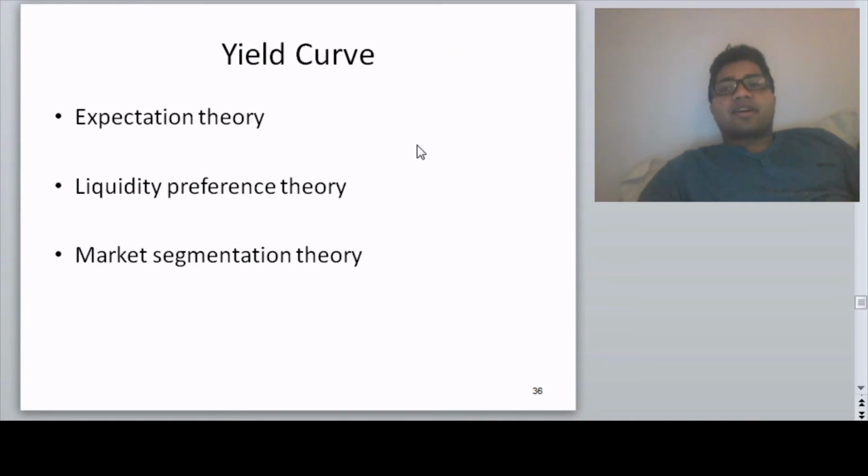So these theories suggest why the shape of yield curve is the way it is. Now yield curve can be positive sloping, that is upward sloping. It can be downward sloping, that is negative sloping, or it can be flat. Positive, downward and flat. So based on the shape of the yield curve, there are three theories.